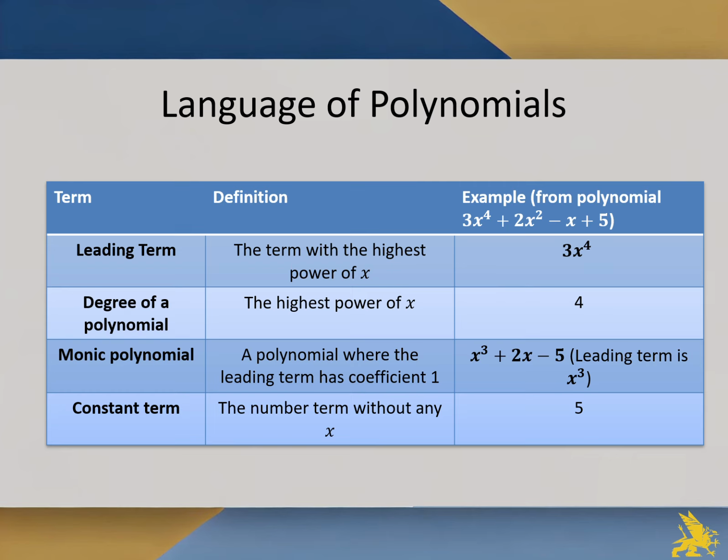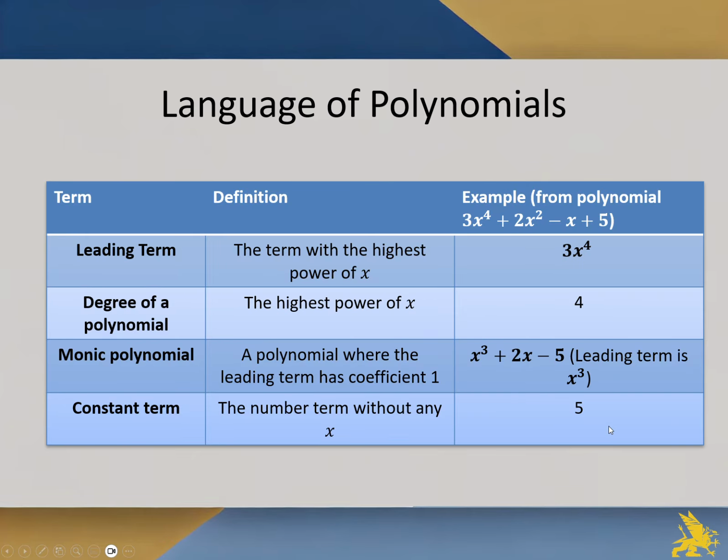A monic polynomial is just when our leading term has a coefficient of 1. So for instance, if we had it as x to the power 3 plus 2x minus 5, the leading term is x to the power 3, and it's then monic. A constant term is a number without any x.